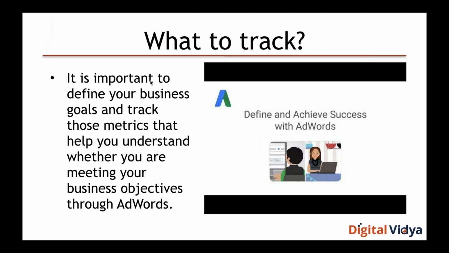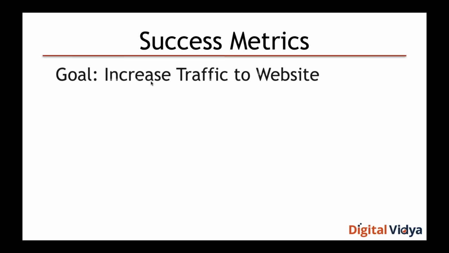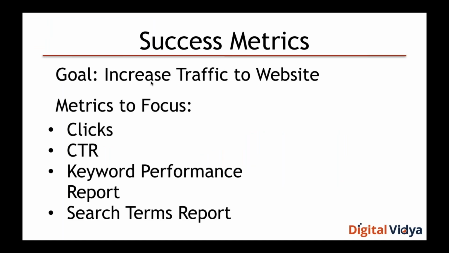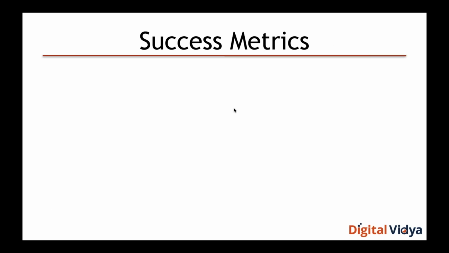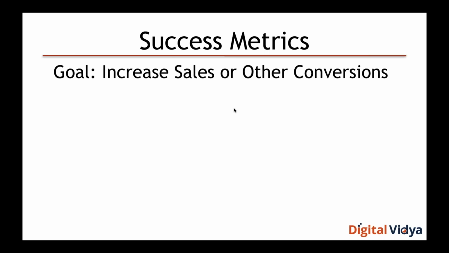Let's see what else we have in our slide. So what all do you track when you have to increase traffic to websites? The metrics that you should be focusing on are clicks, CTR, your keyword performance report, and your search term report. Okay. Why don't you do this, guys? If you had to increase sales or other conversions, what are the columns that you would like to have in order to increase sales?